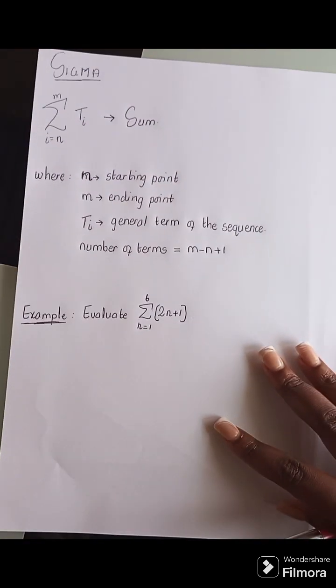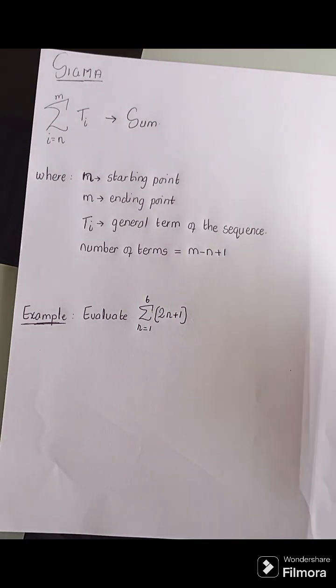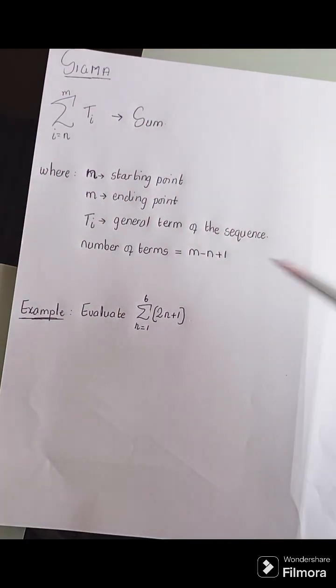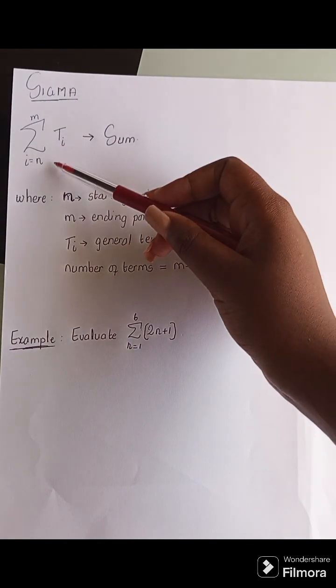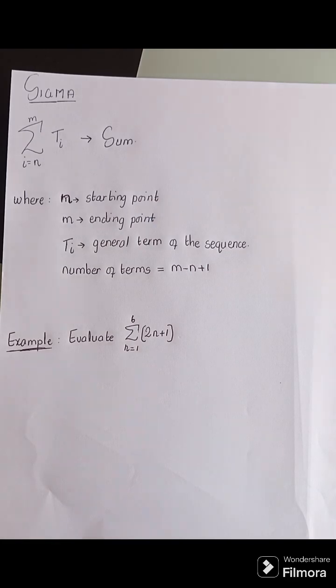Okay, let's now look at sigma. So sigma, I have already explained that it is represented by that fancy E over there. Usually what you will find is that the E will have a number at the bottom, and a number at the top, and there will also be an expression on the right hand side of the E. The number at the bottom of the E is where you start evaluating your sigma, and the number at the top is where you end.